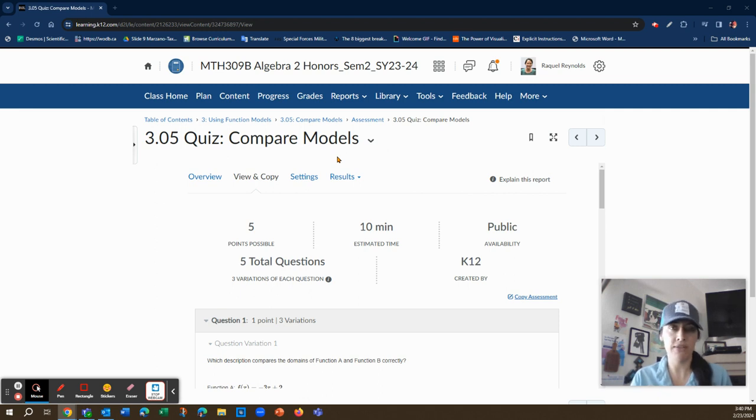So we're going to dive in, and I'll do a mini lesson for each one and then try to apply it. This is a great apply-it type quiz once you have that idea. If you have the exact variation, check if it makes sense. If you don't, that's all right. You should be able to follow the same steps and apply them in your situation, which is a great thing about math class. Which description compares the domains of function A and function B correctly?